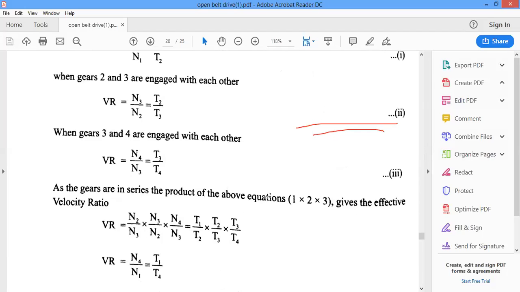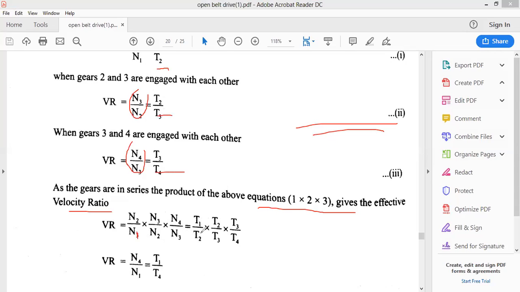Okay, as the gears are in series, we are going to multiply all these for the effective velocity ratio. So there's a mistake over here, one minute, this is N1. N2 by N1 into N3 by N2 into N4 by N3, multiply all of them, is equal to the number of teeth of each gear, T1 by T2 into T2 by T3 into T3 by T4. So substitute this and this, and multiply that. So finally we will get this, because this T2 and this T2 are the same. So here also it's the same.